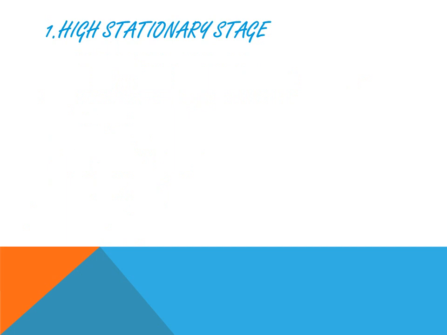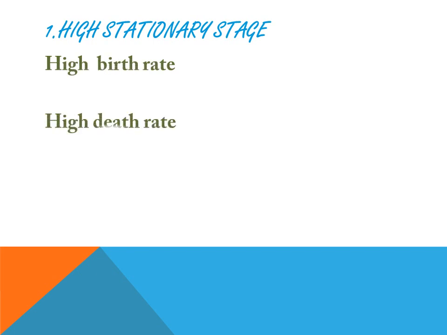Now, coming to the first stage, that is the high stationary stage. This stage is characterized by high birth rates and a high death rate, which cancel each other and population remains stationary. That means more or less there is no growth in that population. And this was the scenario of India before 1920s. That means in India there were high birth rates and high death rates, and population was somewhat stationary.